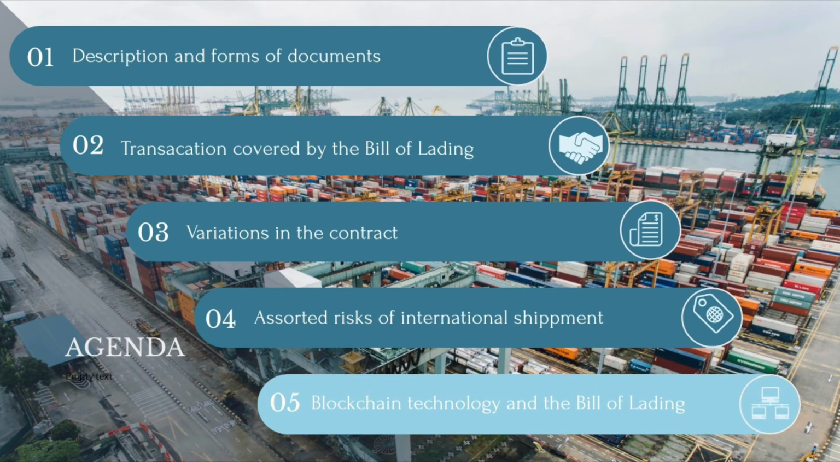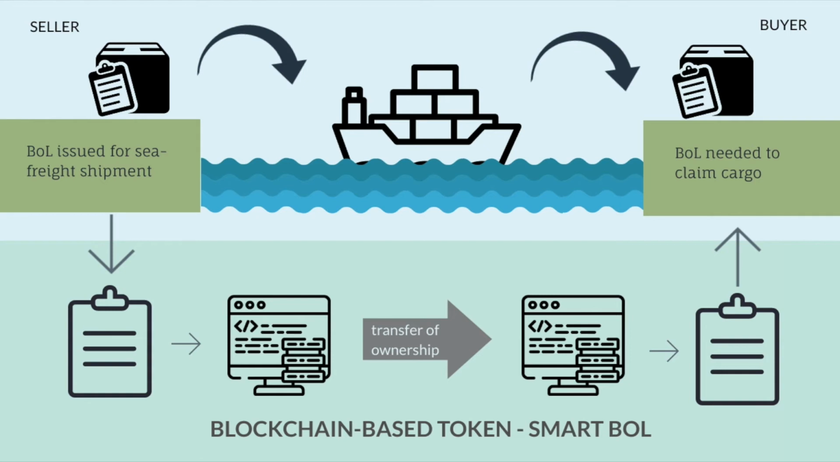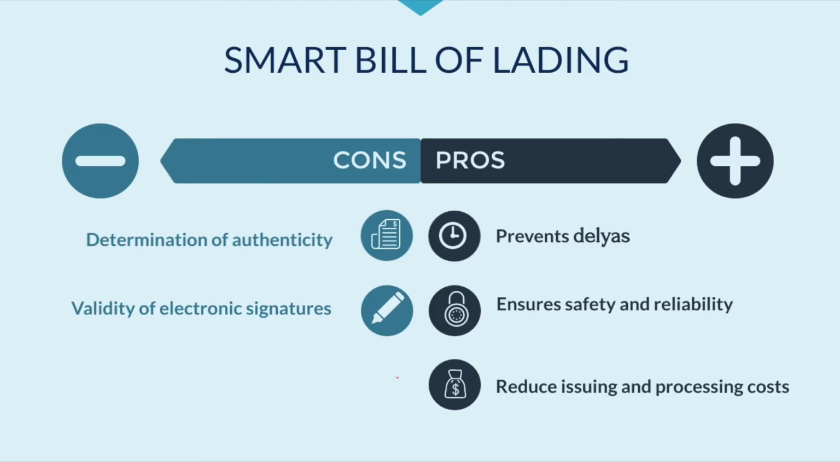In the last part of my presentation, we are going to discuss the legal and functional issues surrounding the use of blockchain with regards to bills of lading. Although a smart bill of lading prevents delays, business damages, or loss, demurrage, and other additional costs, as well as ensures safety and reliability for users, and reduces issuing and processing costs up to 85%, the Smart Bill of Lading still has some legal issues that must be tackled in order for it to replace the role of a paper bill of lading.